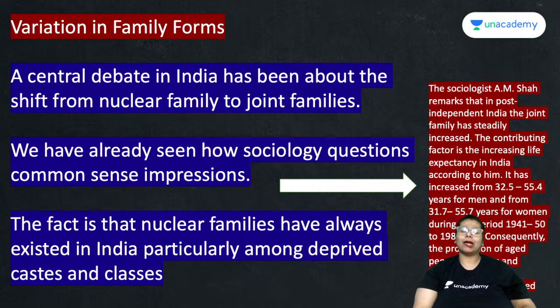Earlier everything was basically joint family. Then people thought that this is a huge interference, and that's the reason they wanted to move into more comfortable places, and they felt that this is not required. So we've already seen how sociology is questioning common sense impressions. The fact is that nuclear families have always existed in India, particularly among the deprived castes and classes. They do not have the option of being part and parcel of a joint family.